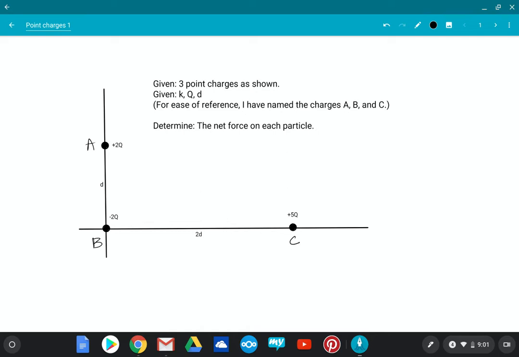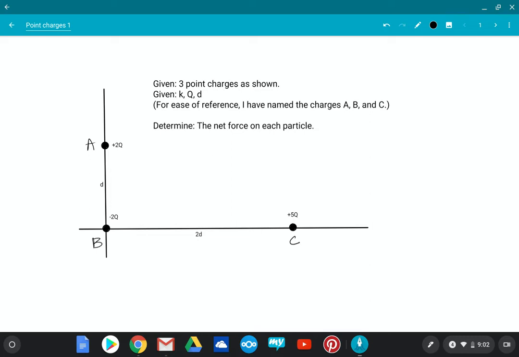So if you haven't already worked this on your own, go ahead and record the problem, hit pause on the video, and then work it out on your own, finding the net force on each particle here. This is basically a skills problem. And then come on back to the video if you'd like to work through it together. Okay, so let's go ahead and move forward.